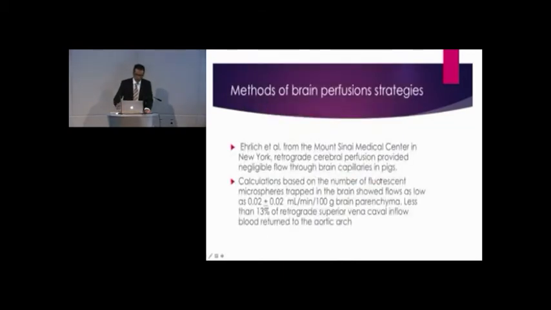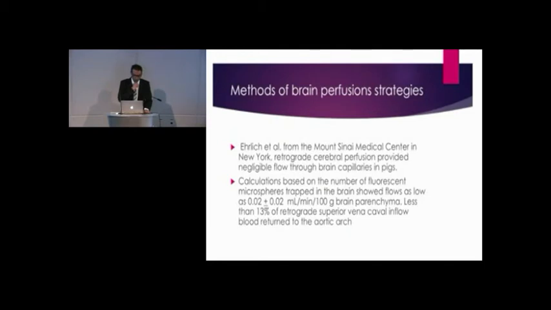So, a lot of studies were done on retrograde perfusion to prove that it has three benefits: the nutrient supply, the flush back, and also the hypothermia. So a group from New York did an experimental study on pigs.